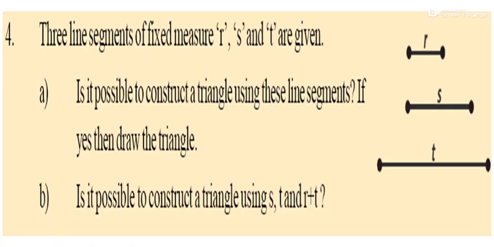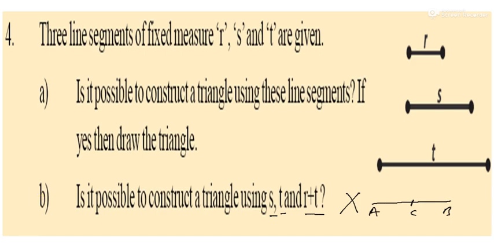In the second part of your question, is it possible to construct a triangle with sides S, T, and R plus T? It is not possible to construct this triangle, because it will look like this: A, B, and C are in a line. So it is not possible to construct this type of triangle.